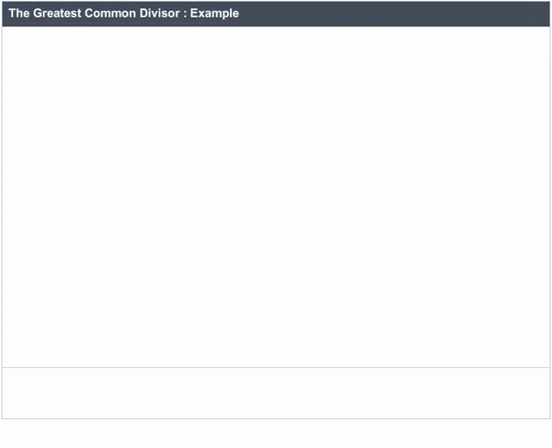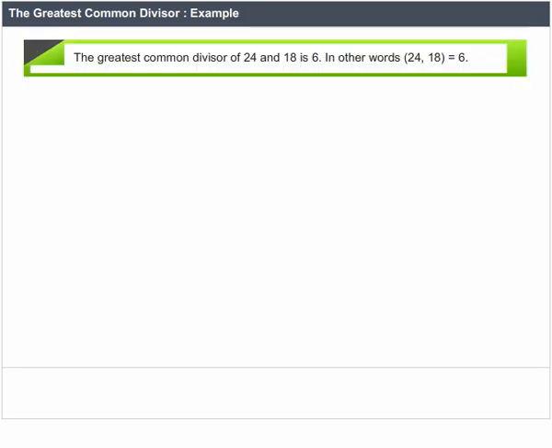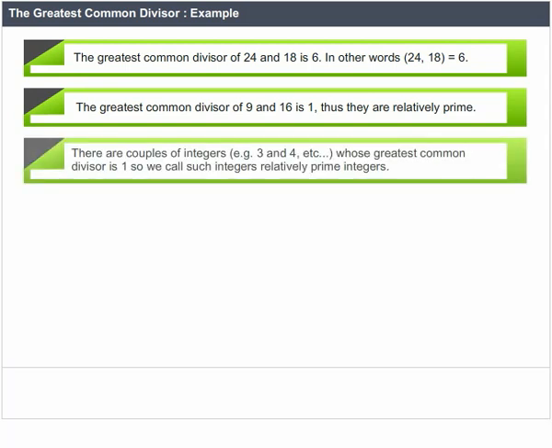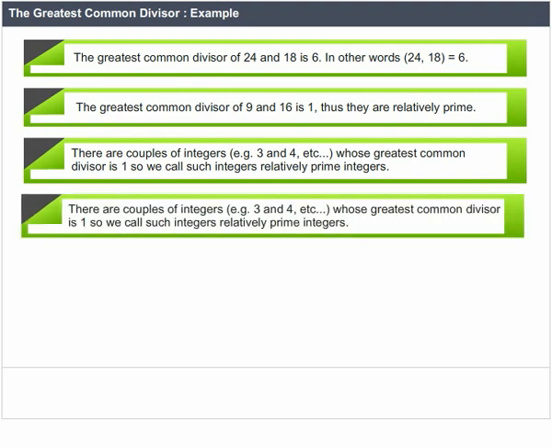The greatest common divisor. Example, the greatest common divisor of 24 and 18 is 6. In other words, (24, 18) equals 6. The greatest common divisor of 9 and 16 is 1. Thus, they are relatively prime. There are couples of integers, for example 3 and 4, etc., whose greatest common divisor is 1. So, we call such integers relatively prime integers.